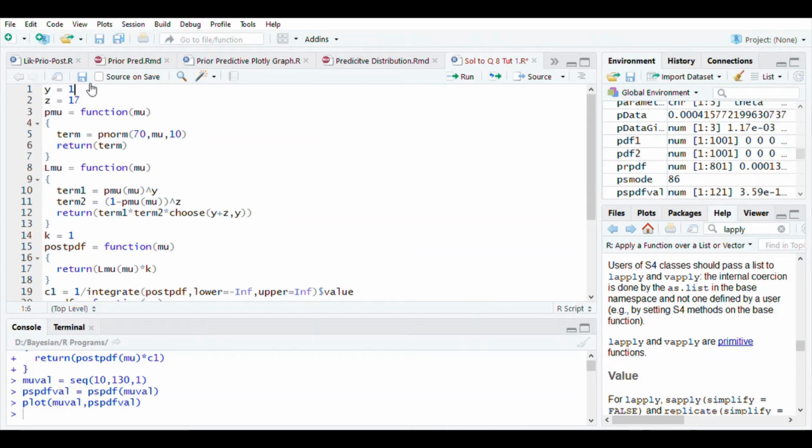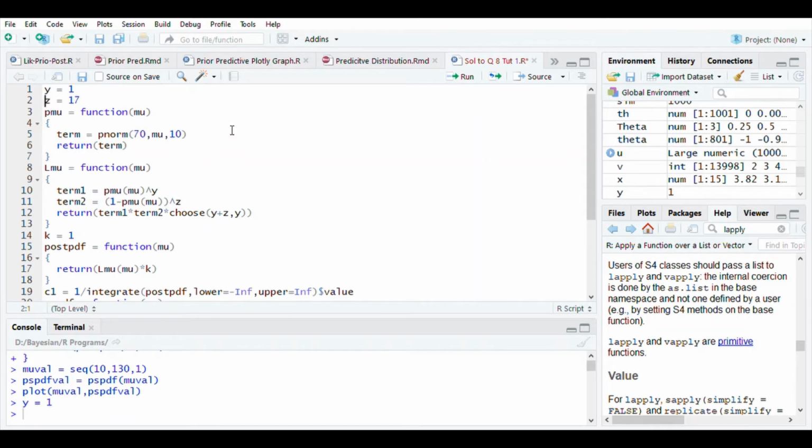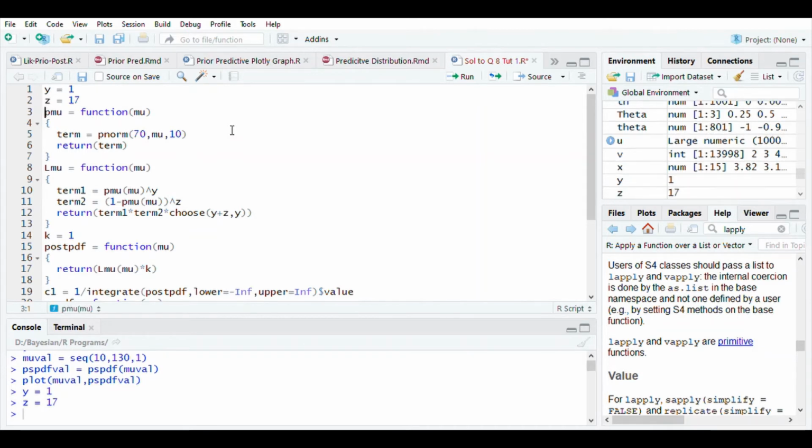So now how do we go about it? So we are in R. We have been given y as 1 and z as 17. So y is 1, z is 17. Now let us first compute the value p(mu) and treat it as a function of mu.